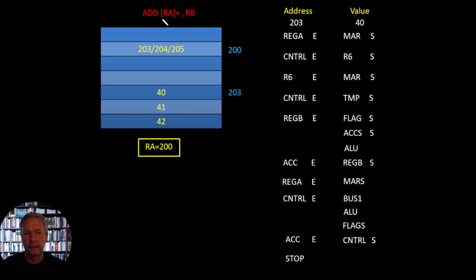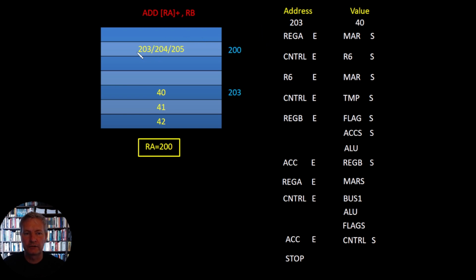First of all, we have to get access to the contents of register RA. So we can take register RA and enable it onto the bus. RA contains the number 200. So we put 200 onto the bus. But then we want to point to that memory location 200. So we set the memory address register, which will contain the value 200. So now we're pointing to that memory location.